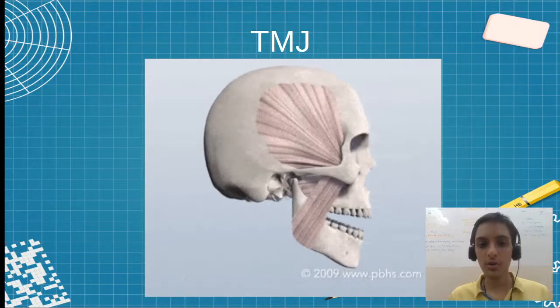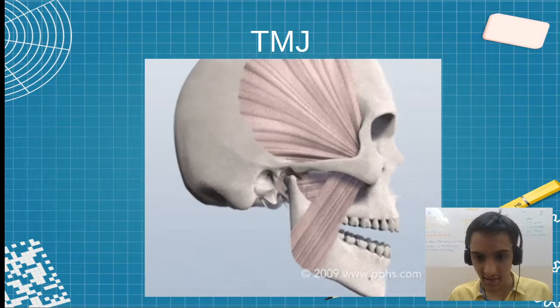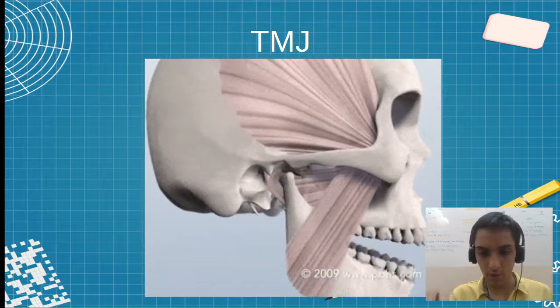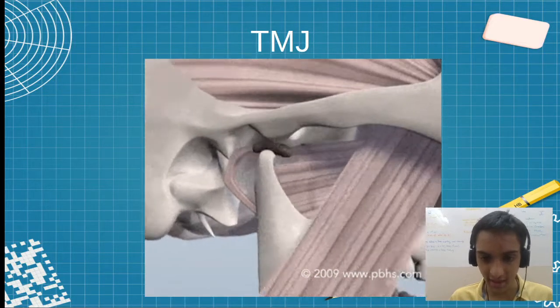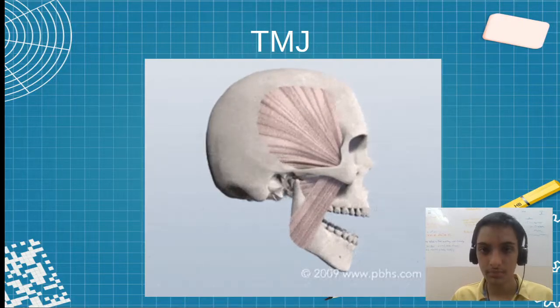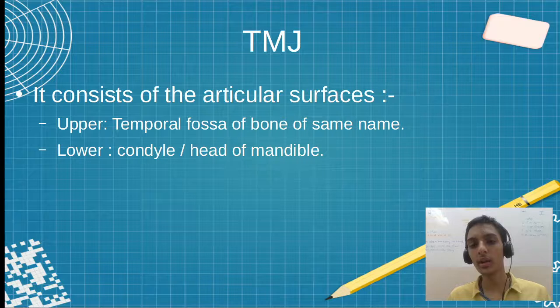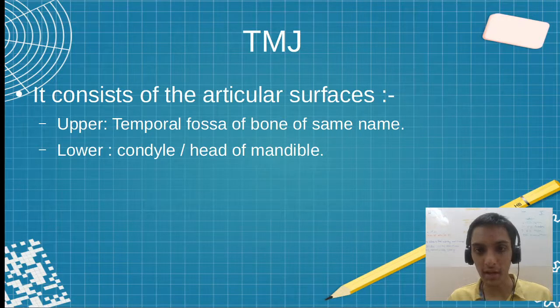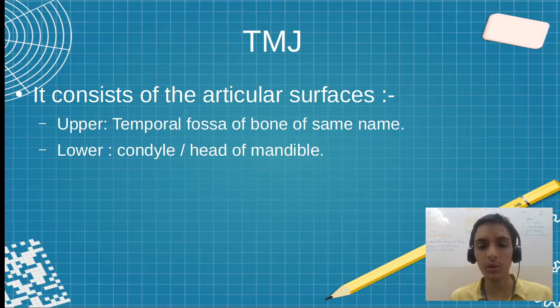This is to show you an animated picture of how the TMJ works. You can see that the mouth is opening and closing with the help of the muscles of mastication. We can see that very well. Now, it has these articular surfaces, upper and lower. Upper, we have the mandibular fossa in the temporal bone. Lower is the head of the mandible. So that's what articulates to form the TMJ.